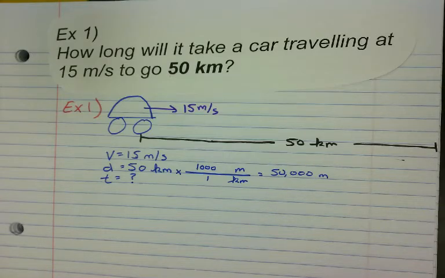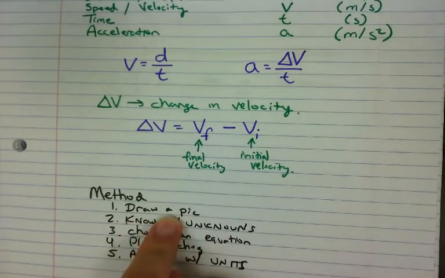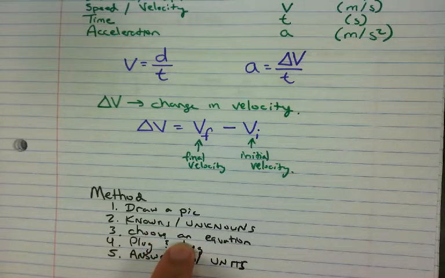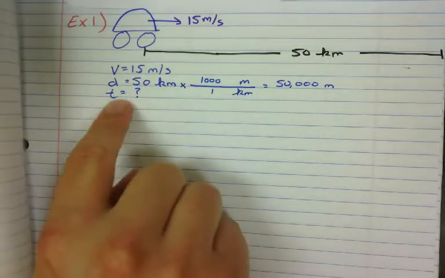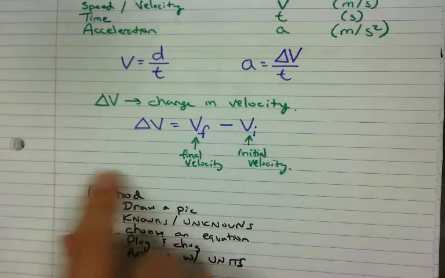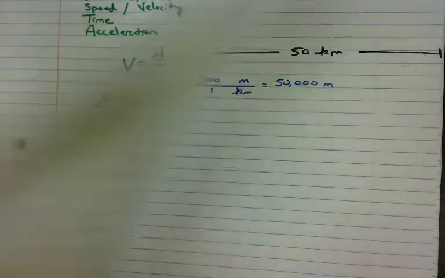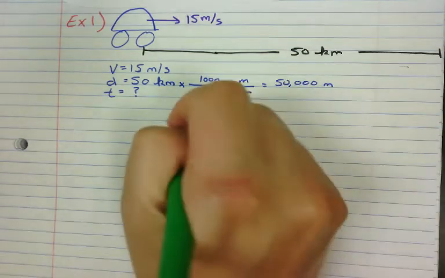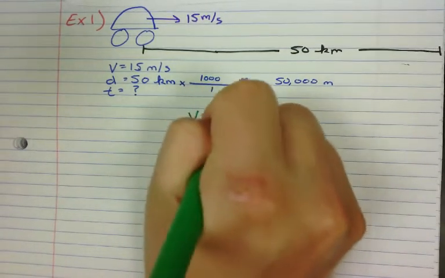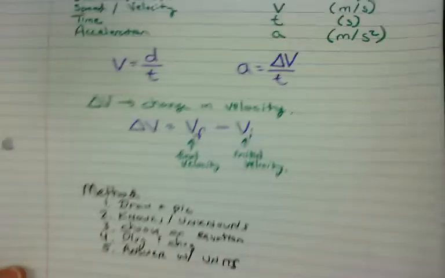Okay, where are we at? So I've drawn my picture. I've done my knowns and unknowns. The next step is to choose an equation. Which equation makes sense to use? I've got a v, a d, and a t. Which equation has a v, a d, and a t in it? It's this equation, right? So I'm going to choose that equation. I'm going to write it down. V equals d over t. So that's step 3, I've chosen an equation.